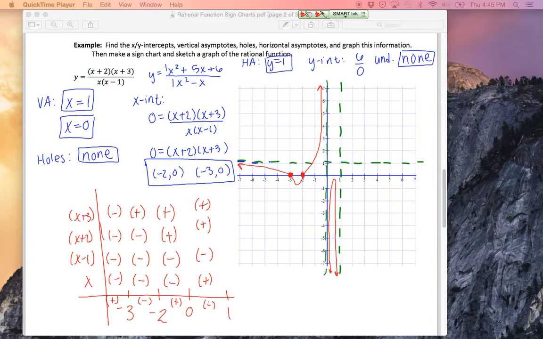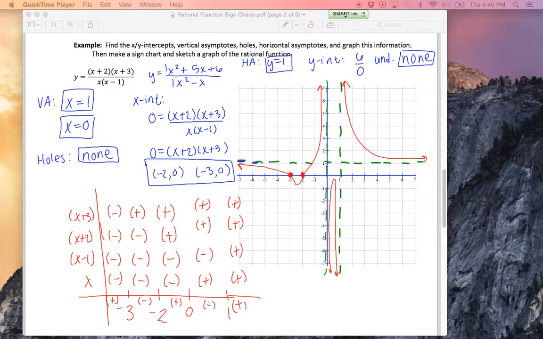Now from 1 to infinity over here, we can pick something like 2. 2 plus 3 is positive, 2 plus 2 is positive, 2 minus 1 is positive, and 2 is positive. So this is going to stay positive here. So from 1 to infinity, it's going to be positive. It's going to look something like that.